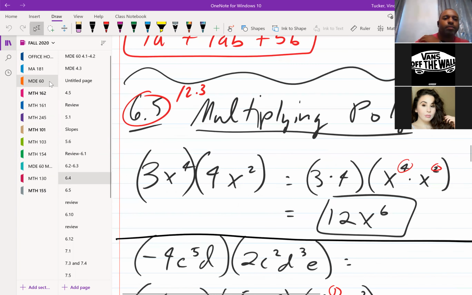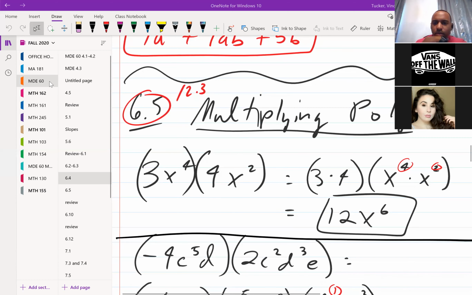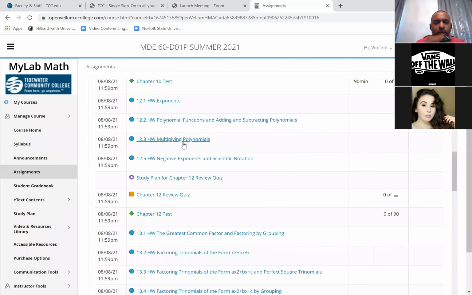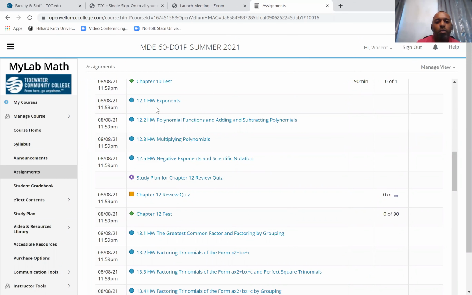Okay, here we go. So you guys are where we left off last class. We have to do 12.3 and then 12.5. So 12.3 is multiplying polynomials. 12.5 is looking at negative exponents in scientific notation. So just giving you a heads up as to where we're going to try to go today.